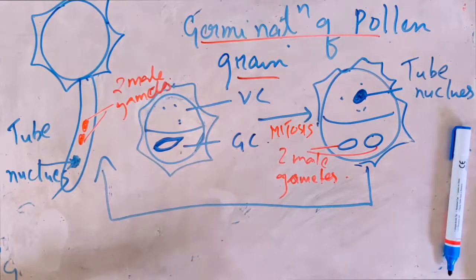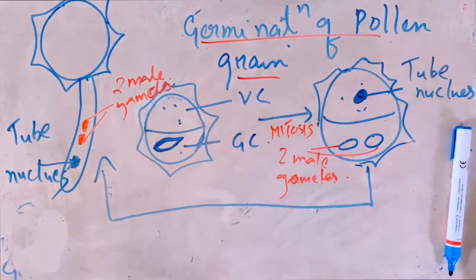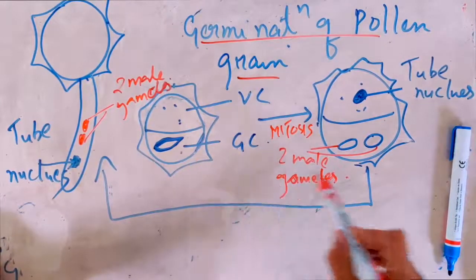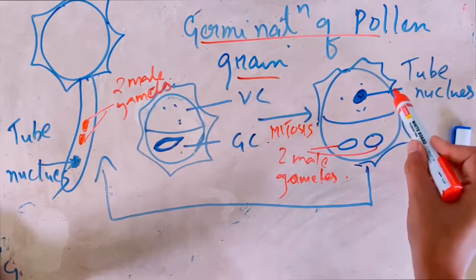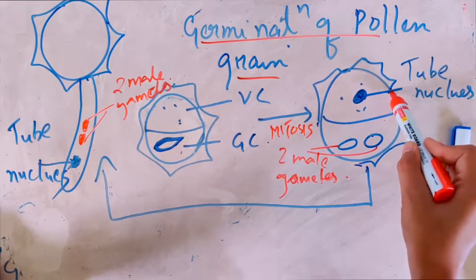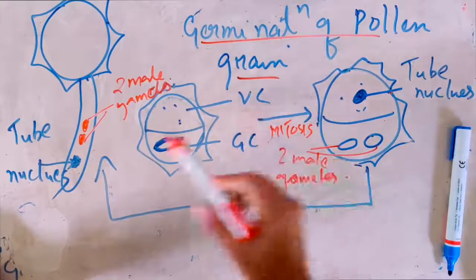The remaining species, about 60%, are released at the two-cell stage, with one vegetative cell and one generative cell. When released, the pollen enters, and the yellow powder is released. Then the vegetative cell forms a tube, a pollen tube. From where is the pollen tube formed? From the intine. So from the intine the pollen tube will be formed.